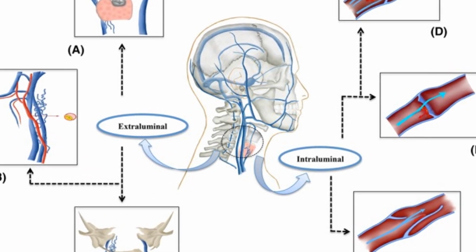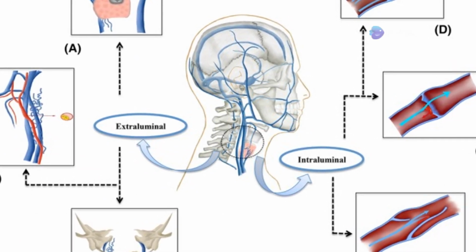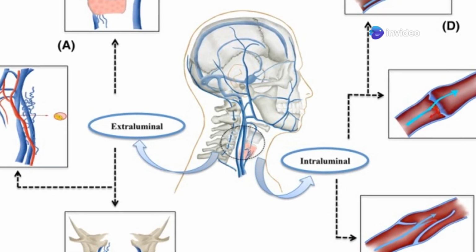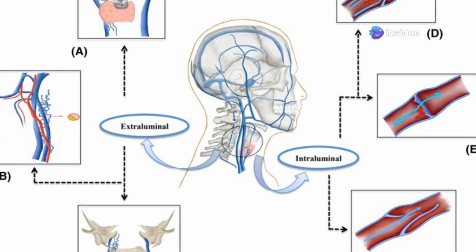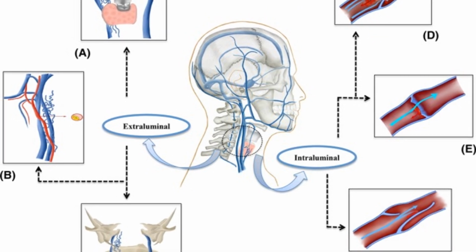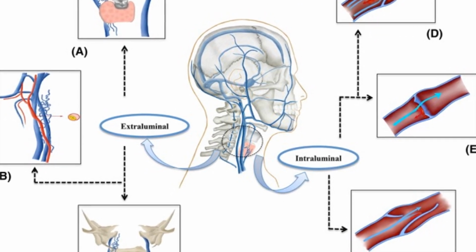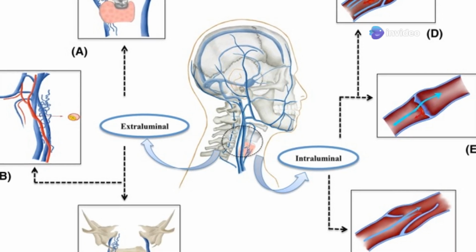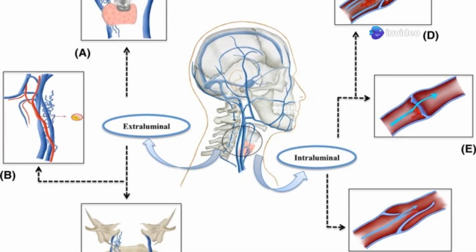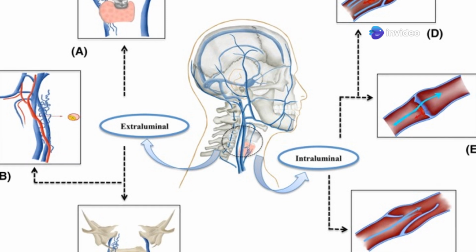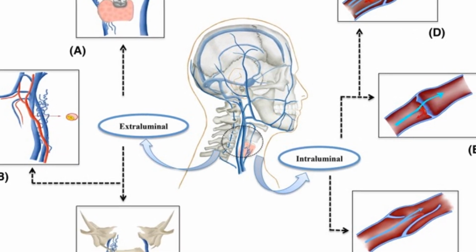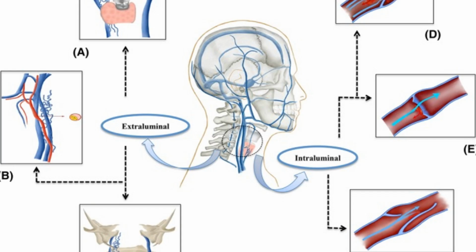Figure 1 in Joe et al.'s paper provides a visual representation of the various factors that can contribute to JVOD. These factors are categorized into two main groups, intraluminal and extraluminal. Intraluminal factors refer to issues within the vein itself. For instance, the presence of a blood clot, a membrane-like structure, or an elongated venous valve can obstruct blood flow, leading to JVOD. Extraluminal factors, on the other hand, originate from outside the vein.